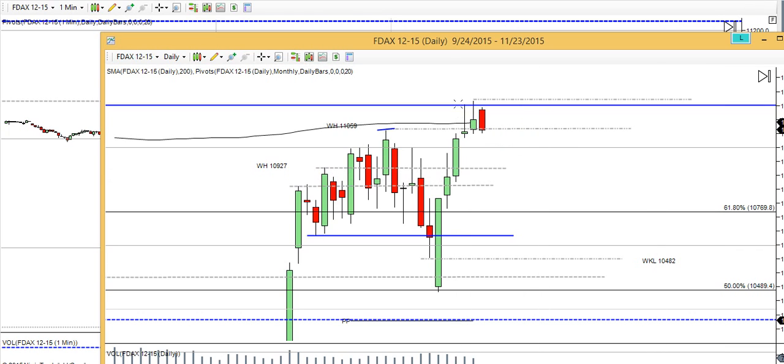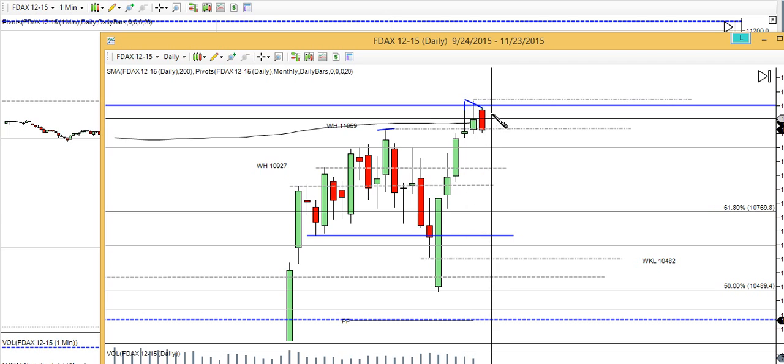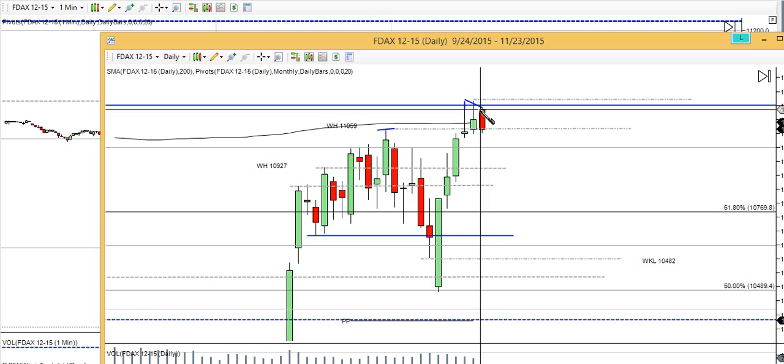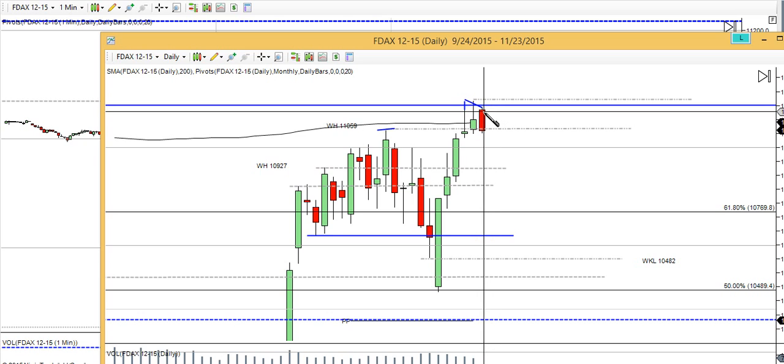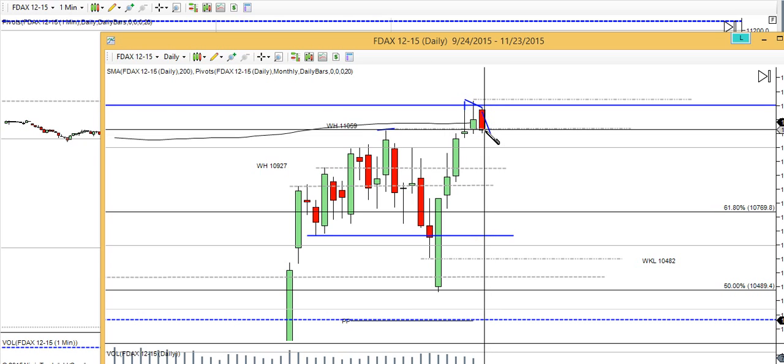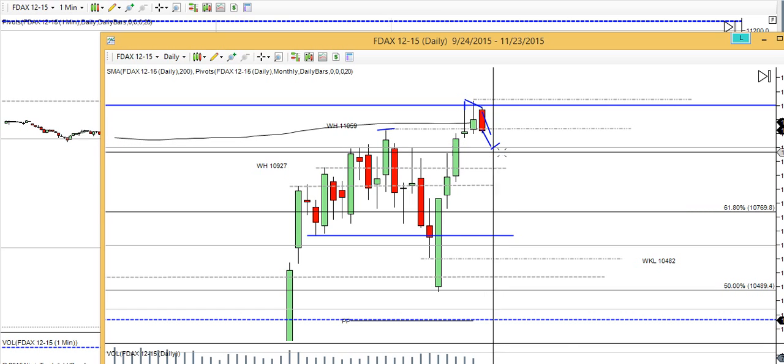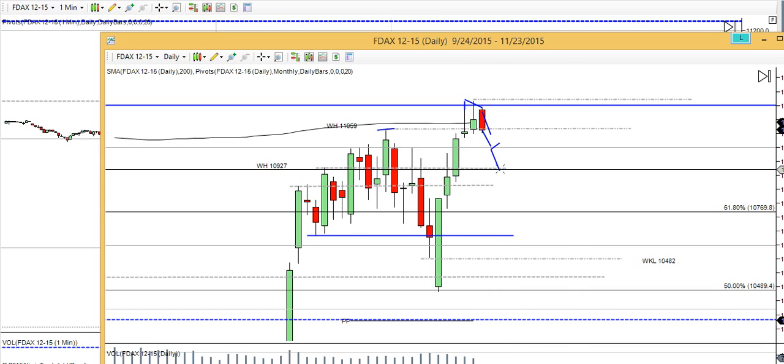At the moment this looks very good short. We had the initial high here, then a failed breakout, but again it was Friday and low volume, etc. Now price opened up and straight down, sold off straight down. Let's see if this can break down and go to 11,000 or even lower.